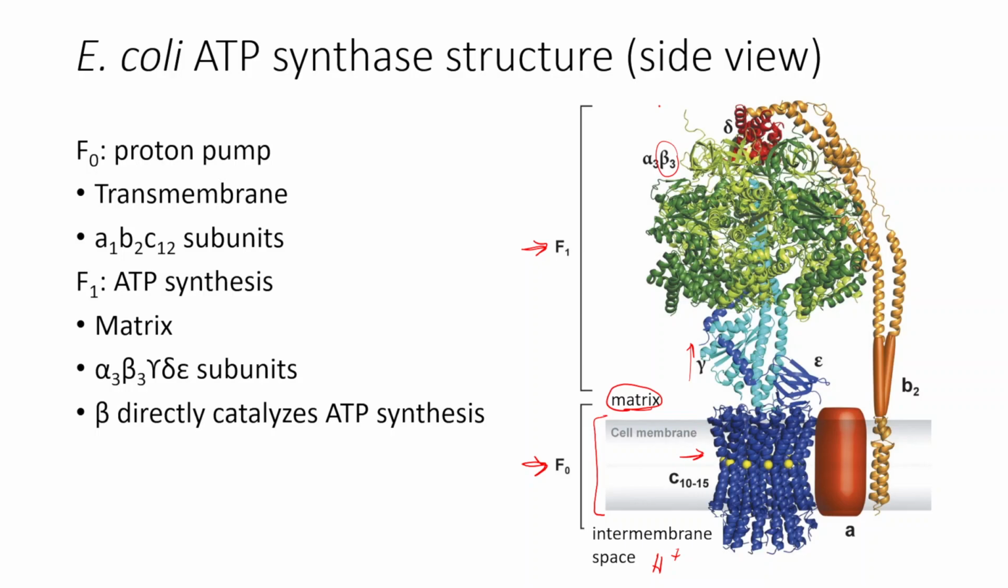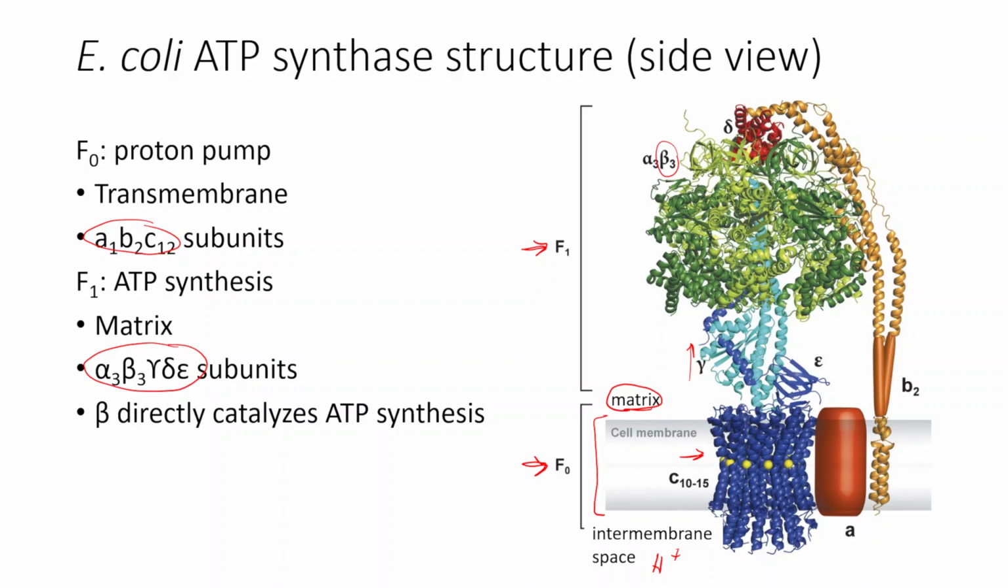There are also alpha subunits that are really similar structurally to the beta subunits, and they are located all together, and we'll see how that looks a little bit on the next slide. But it's the beta subunits that are actually directly catalyzing the synthesis of ATP. So overall, in the F0 region, there are A, B, and C subunits. And in the F1 domain, there are alpha, beta, gamma, delta, and epsilon subunits.